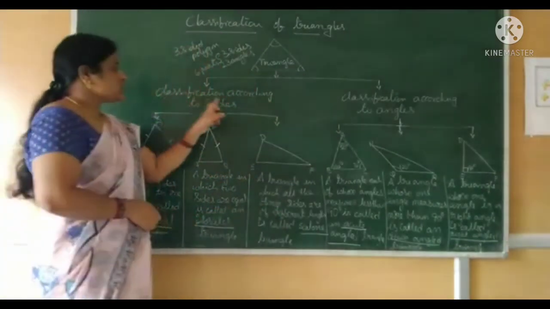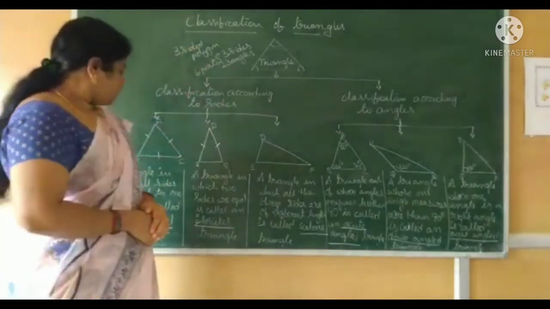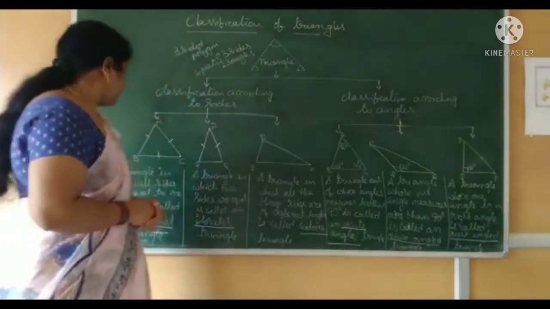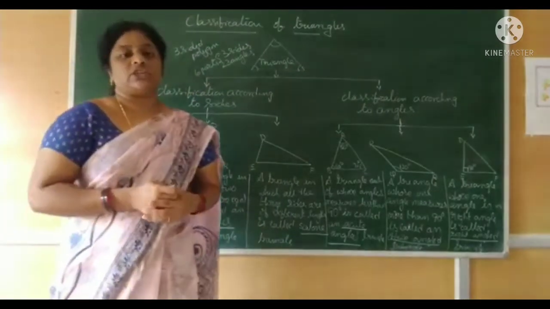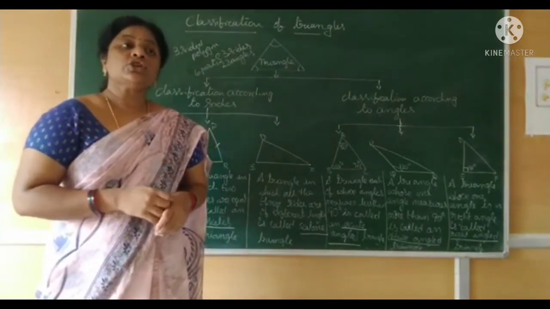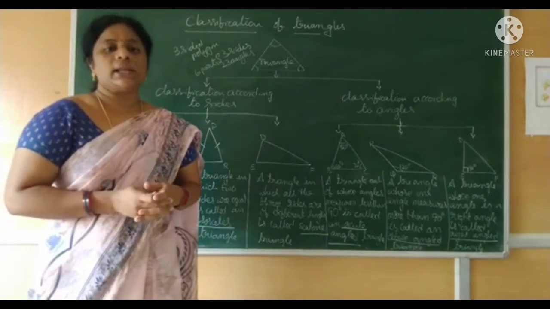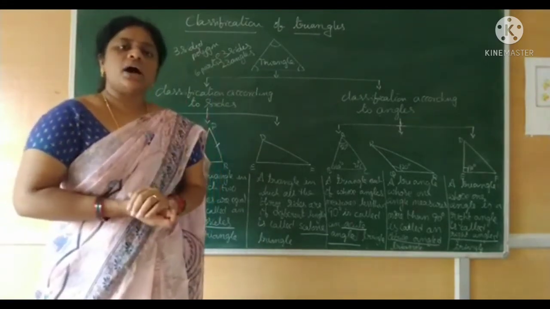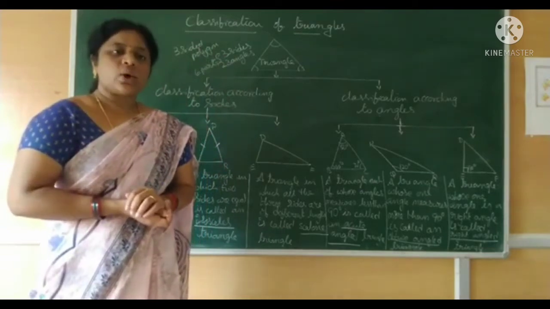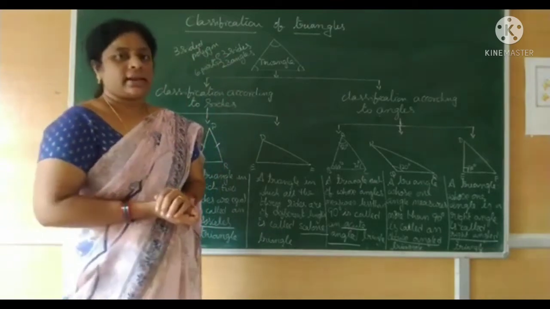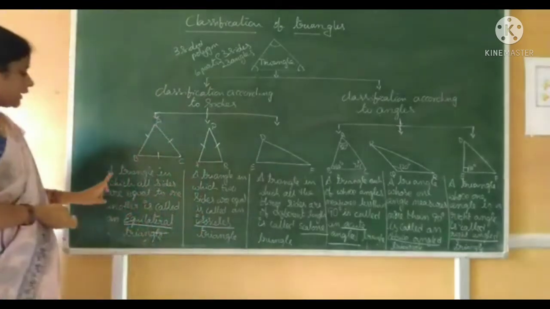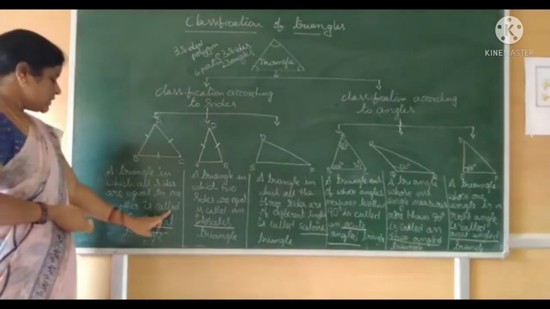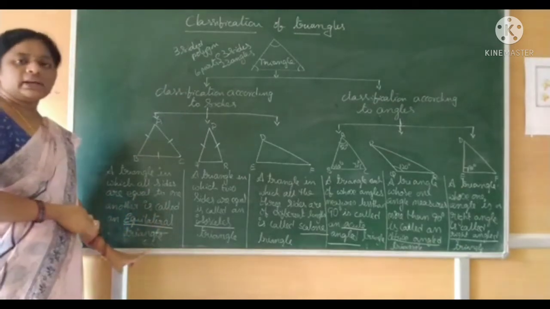First, classification according to sides. Equilateral triangle: a triangle in which all the sides are equal in measure is called an equilateral triangle.